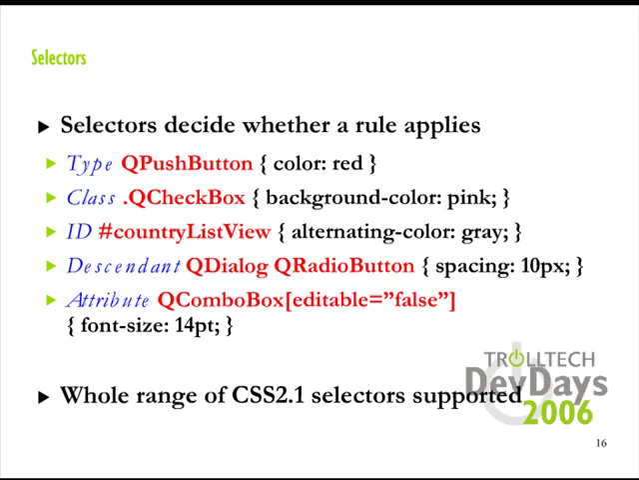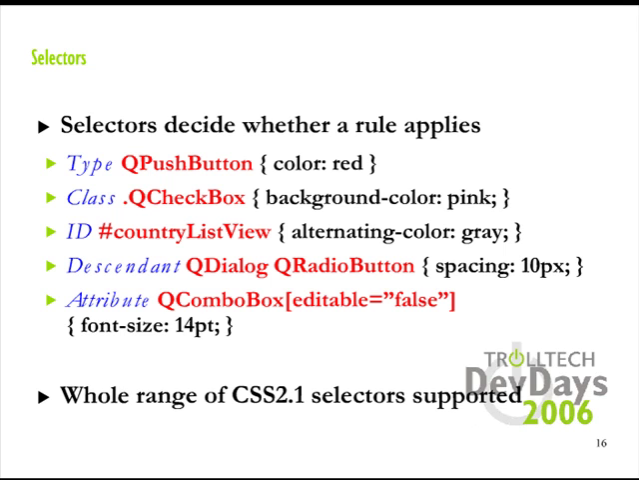And then you can also use the ID selector. The ID selector maps to the object name of the widget, which is basically QObject name. We have the descendant selector. The rule basically says that all radio buttons inside a dialog should have the spacing 10 pixels. And the last one is a very interesting one. It says that all the checkboxes with text falafel should have the font size 14 points.